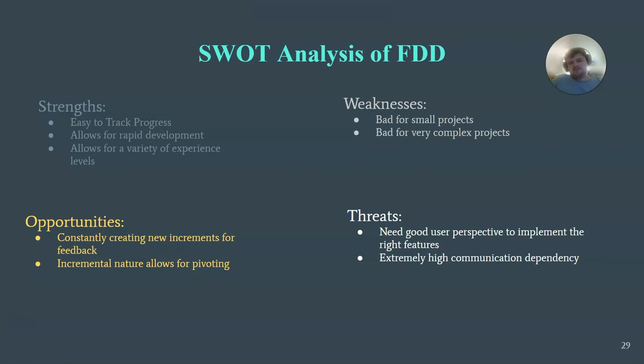And lastly, for threats, you need to have someone on your team that has a good understanding of your client's vision of the project in order to properly implement features in the correct order. Otherwise, you might implement something your client doesn't like and you might need to backtrack. Furthermore, communication with the client is at an all-time high in terms of necessity for feature-driven development. You cannot complete feature-driven development without an extreme amount of communication with the client, and so their participation is basically mandatory for the project.